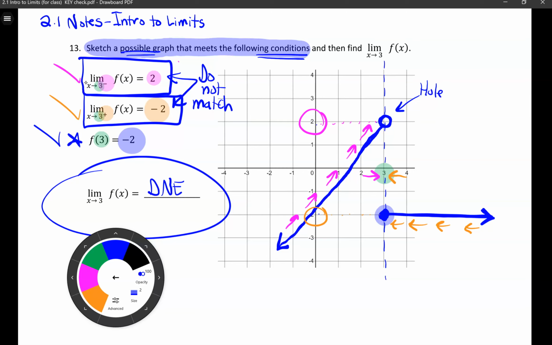Okay, so you're going to see a question like this on your take-home quiz. Don't hesitate to reach out and ask if you need some help.